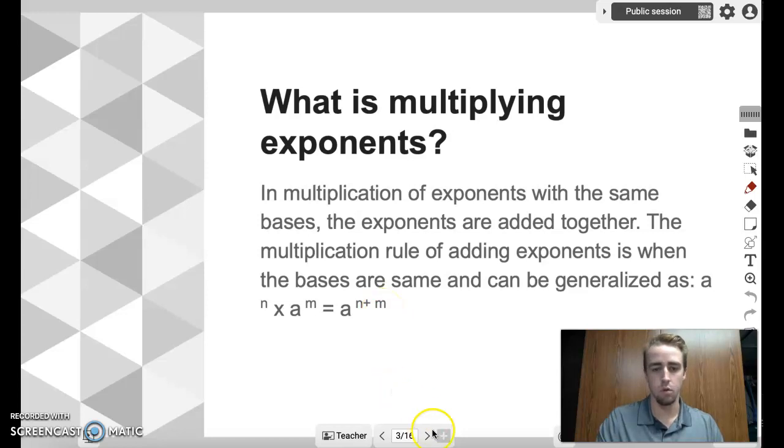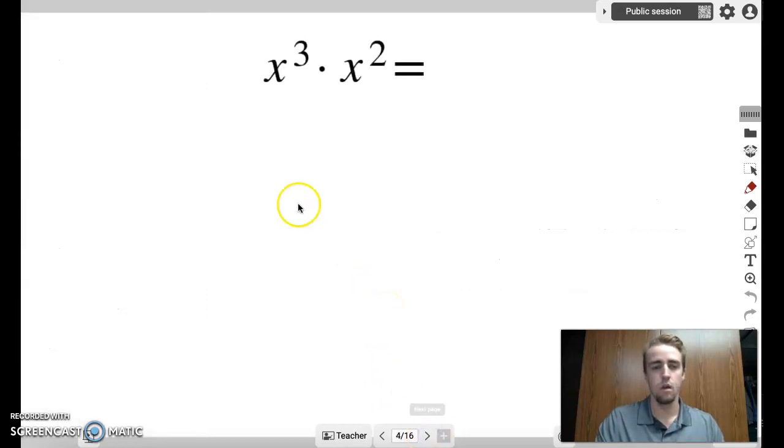Let me show you what this all means. When we have like bases, say we have two x's, x here and x here, and they have exponents and they are multiplied. All you're going to do is keep the base, and then add the exponents together. So it's now x to the 5th.